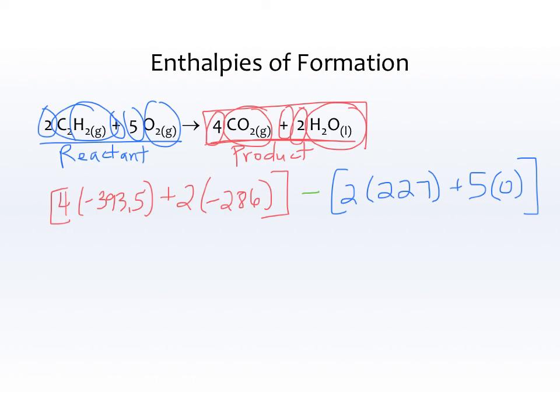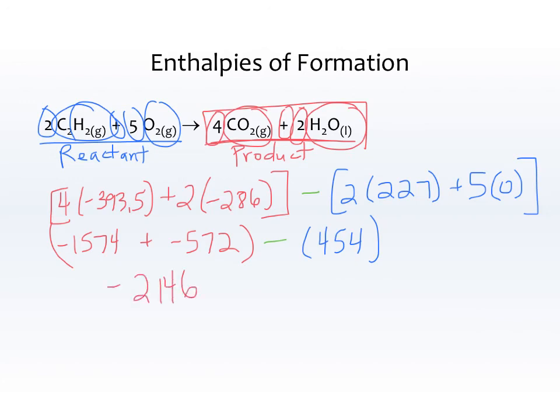4 times negative 393.5, negative 1574, plus negative 572. Those are products minus reactants. 2 times 227 is 454. Simplify a little bit more. Negative 2146 minus 454 equals negative 2600 kilojoules.